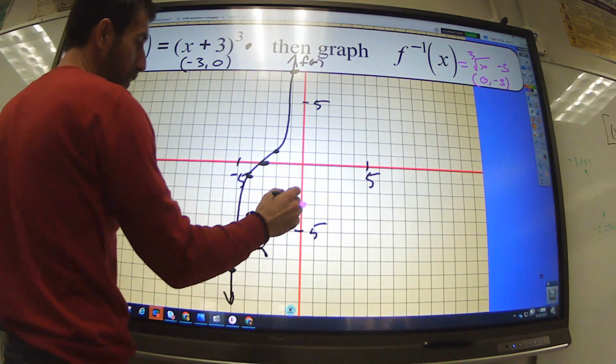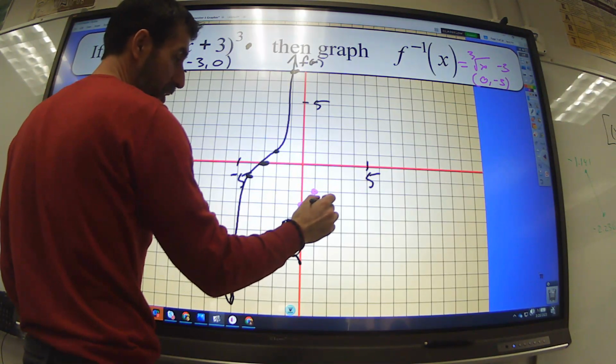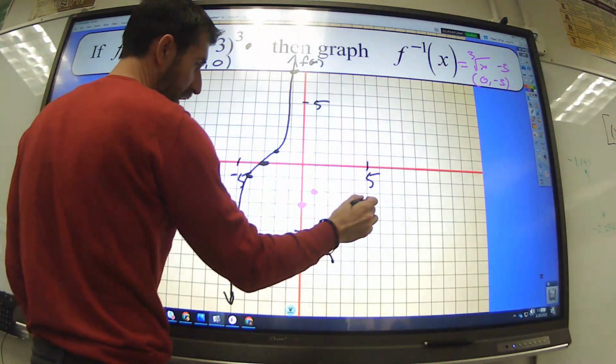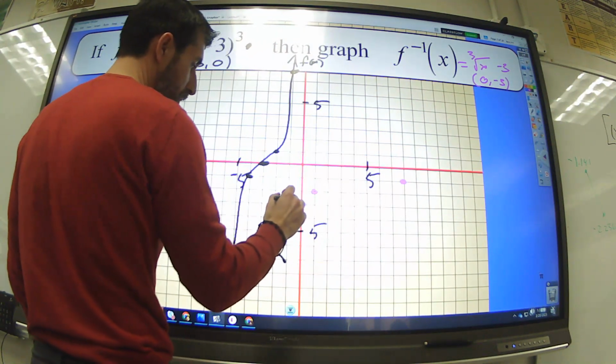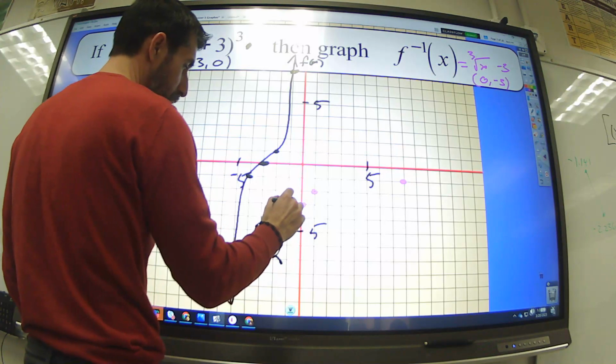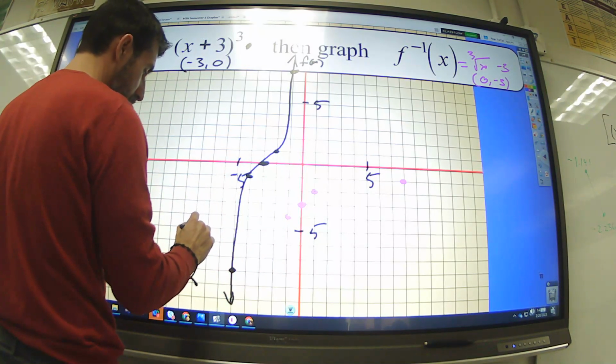So I've got to take the cube root of everything now. Cube root of 1 is 1. Cube root of 2, I don't know. Cube root of 8 is 2. Cube root of negative 1 is negative 1. Cube root of negative 8 is negative 2.